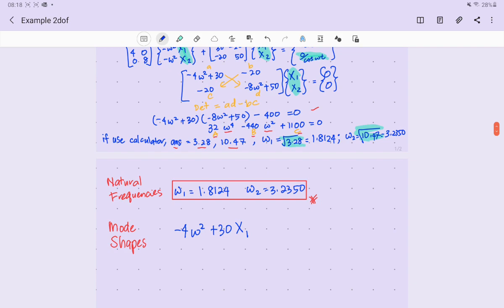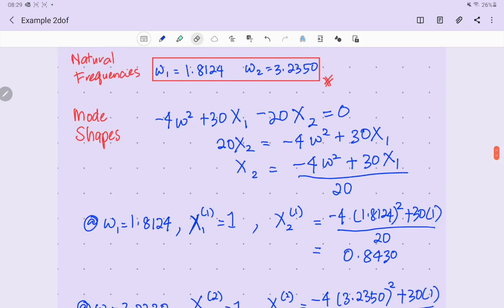So, very easy. You just look at this first equation. You are looking at the first line of the equation, so let me write that. It's actually negative 4 omega square plus 30 times x1, and then minus 20 x2. So just take the first one and rearrange it in terms of x2.